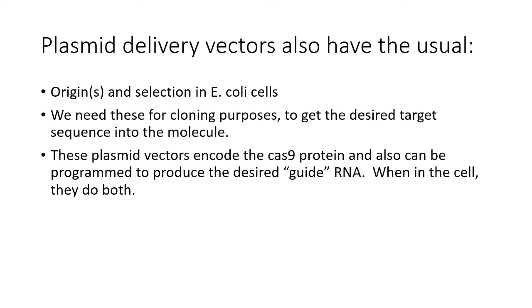So the plasmid deliveries, of course, you're going to be cloning in E. coli. So of course you have to have origin selection for E. coli, and you need to have restriction sites to open your vector to get your target sequence cloned, etc. But these vectors are made so that they already will encode the Cas9 protein, and basically it's a one plasmid thing that does everything for you once it gets into the cell.